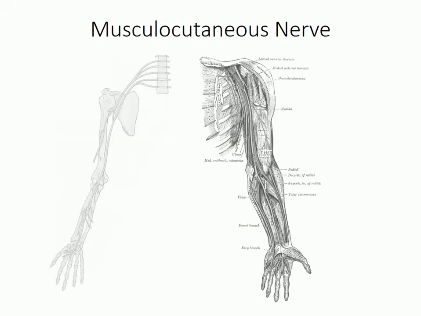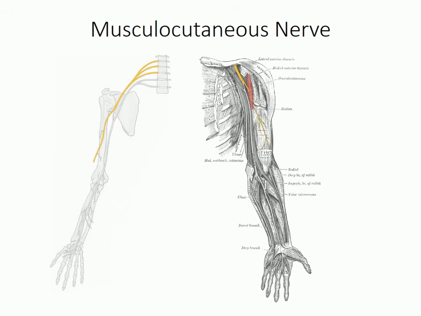We start a discussion of the terminal branches with the musculocutaneous nerve, a relatively straightforward branch. The nerve stems from the lateral cord and therefore contains components of the C5, C6, and C7 spinal nerves. The nerve typically enters the anterior compartment of the arm by piercing the coracobrachialis muscle, which it consequently innervates.